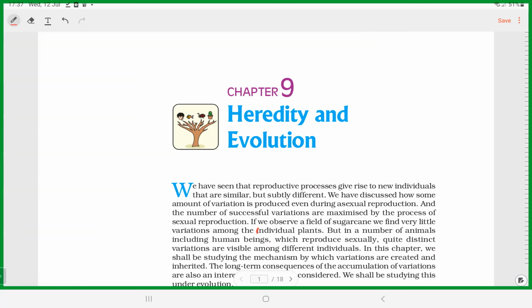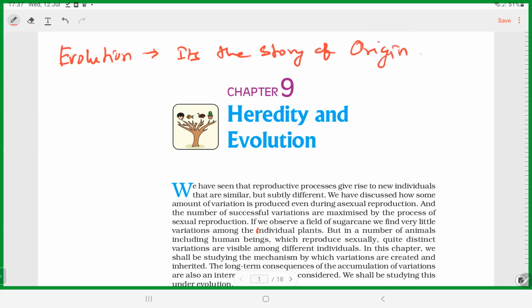Now we'll start, but without understanding the concept of evolution, we cannot understand what genetics is. So evolution means what? In simple terms, it's the story of the origin of many components, starting from Earth.